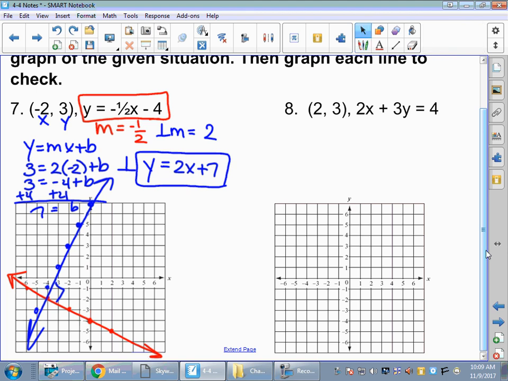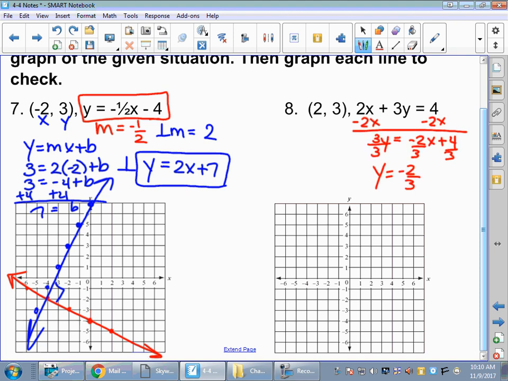For the next problem, this is in standard form. So when the original problem's in standard form, I can't tell what the slope is, so I got to do some readjusting. I got to get y by itself. So 3y is equal to -2x plus 4. I subtracted 2x from both sides. I'm going to divide everybody by 3. Y equals -2/3 x plus 4/3.